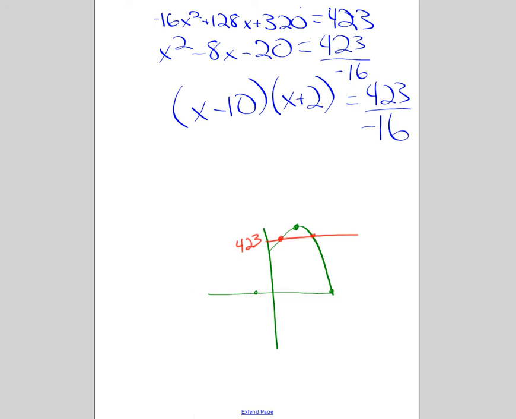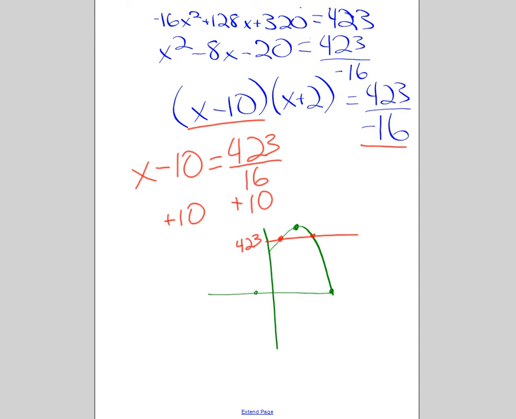Okay, so we can look at this the same way. It's just going to be a little bit more complicated. Now we want x minus 10 to equal that. So how can we make x minus 10 equal 423 sixteenths? We still just add 10. So really this is just 423 sixteenths plus 10. Let's throw that in your calculators. What's 423 divided by 16, plus 10?